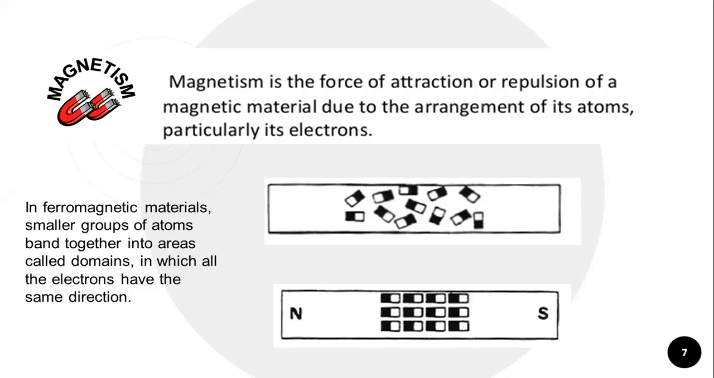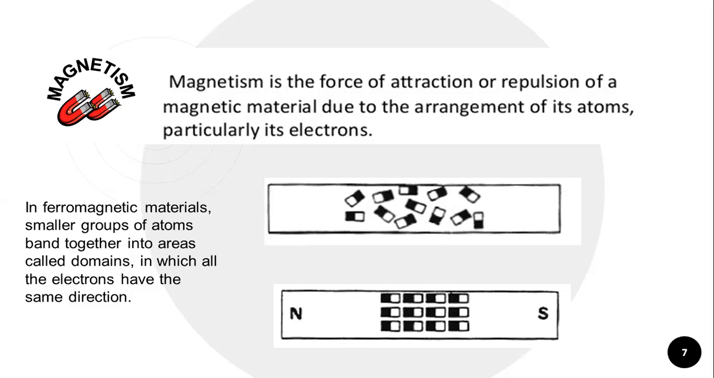As I said, magnetism. Magnetism just describes a phenomenon. Which one? The force of attraction or repulsion of a magnetic material due to the arrangement of its atoms, especially its electrons, because you know that an atom is made up of electrons. But electrons in magnets have a special function. They act in groups called domains.